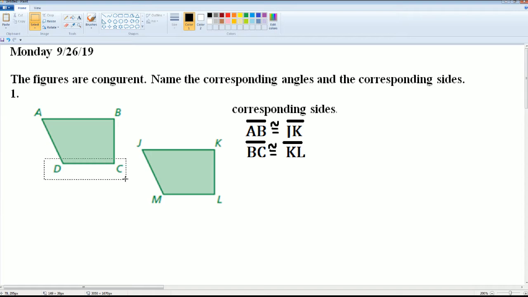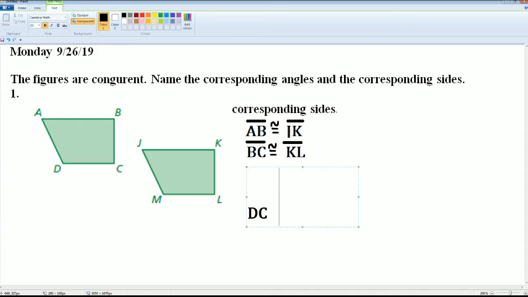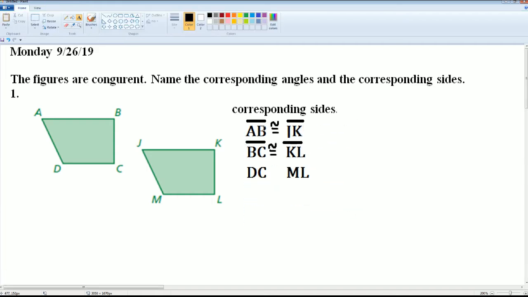Let's go to the bottom one. DC is congruent to ML. DC, 1, 2, 3, 4, 5, ML. Let's grab that. Paste. ML. Grab the congruent symbol to show that it's congruent.